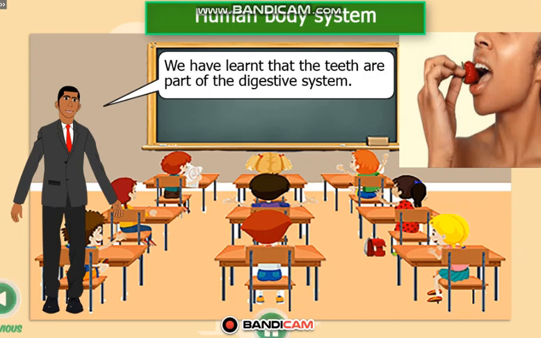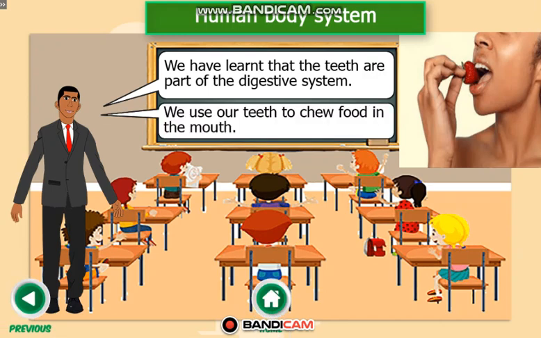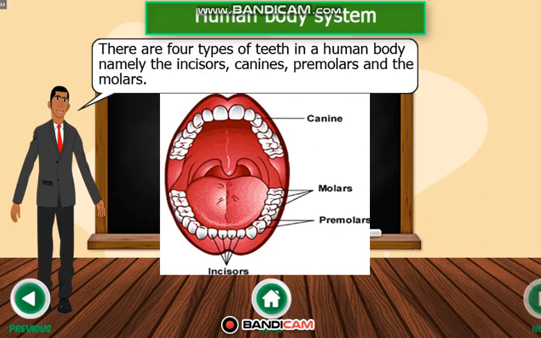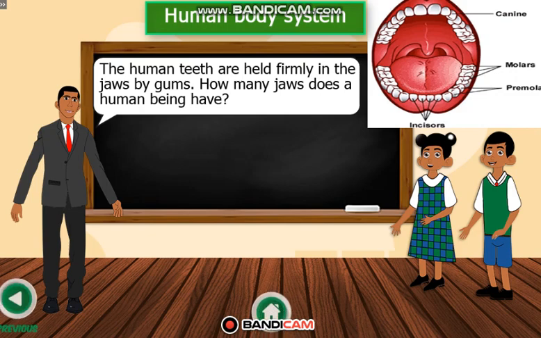We have learned that the teeth are part of the digestive system. We use our teeth to chew food in the mouth. There are 4 types of teeth in a human body, namely the incisors, canines, premolars, and the molars. The human teeth are held firmly in the jaws by gums.